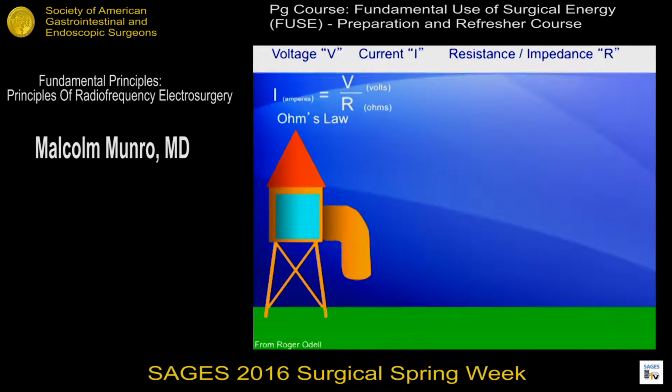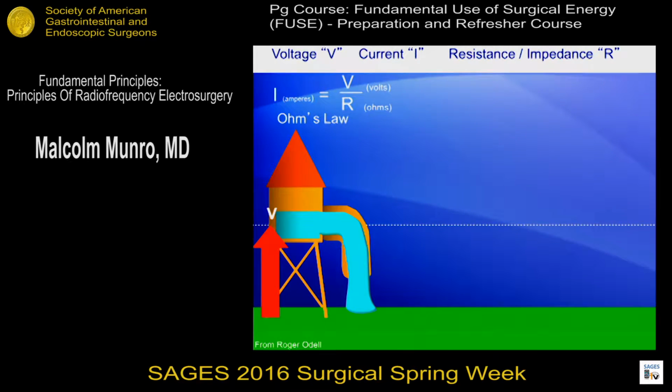Okay? So if we take this water tower that Roger Odella, an electrical physicist, designed this metaphor, and we say, okay, if we open the spigot, we'll get water coming out of that spigot. So the height of that water tower, where that meniscus is, reflects the difference in electrical potential. So that's the voltage. The flow here is the current, and the width of this spigot is the impedance or the resistance.